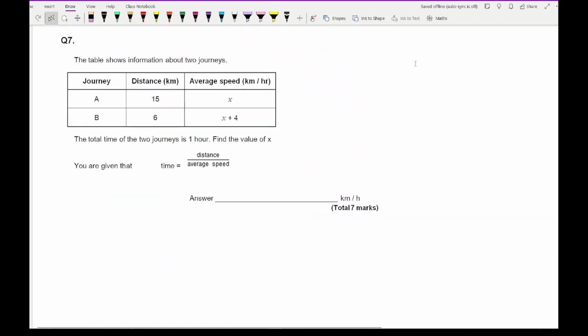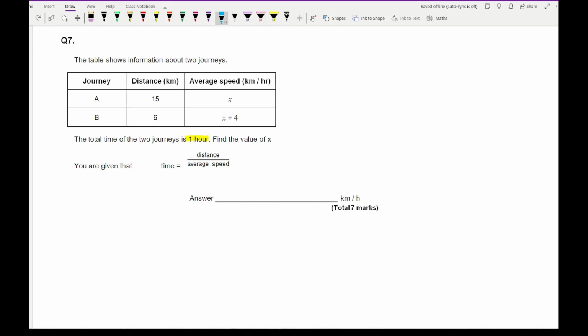Now moving on to question 7, which is looking at a contextual question, which doesn't really say that it involves algebraic fractions, but it says that the table shows information about 2 journeys. And here we've got the distance and we've got average speed. And it says the total time of the journey is 1 hour. And the question is asking us to find the value of x, and we're given that time equals distance divided by average speed. So in terms of this, what we need to do is to combine the two formulas together.